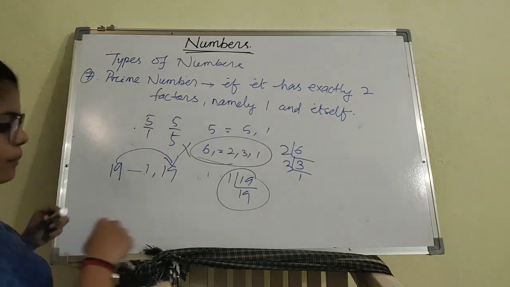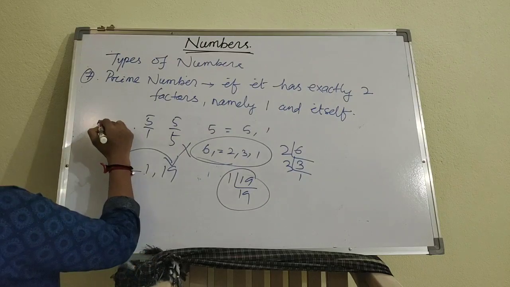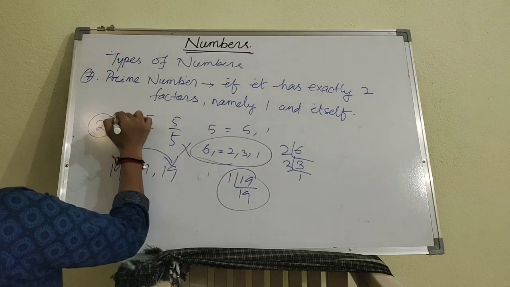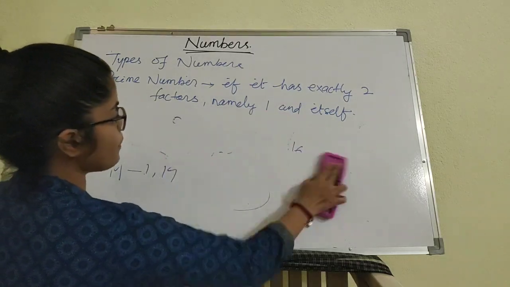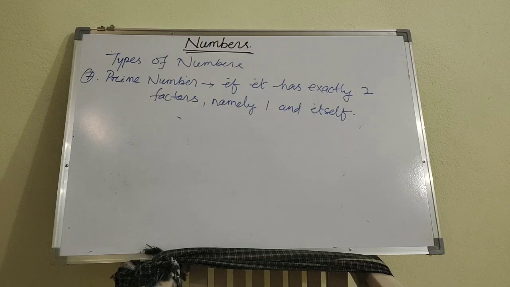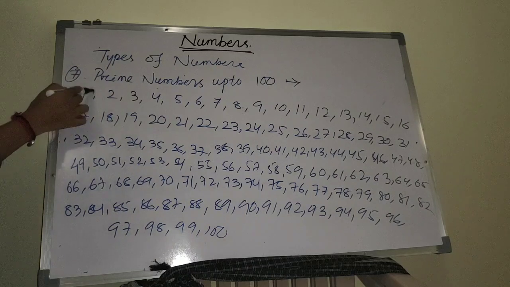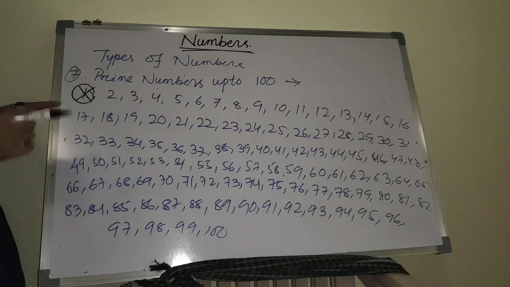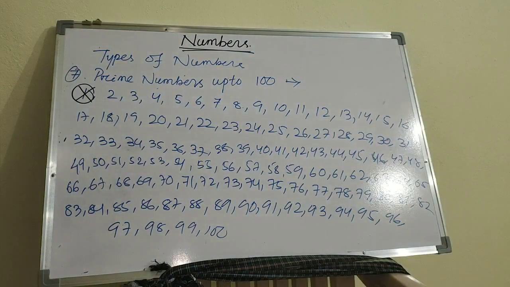So let me explain the prime numbers from 1 to 100. And please remember, 1 is not a prime number, and 2 is the only even number which is a prime number. So let me explain the prime numbers between 0 to 100. Let me write the numbers from 1 to 100. Please give me a minute. So here I wrote all the numbers from 1 to 100. As I have explained, 1 is not a prime number. Next, 2 is the only even number which is a prime number. Next, 3 is a prime number because 3 is having only 2 factors.